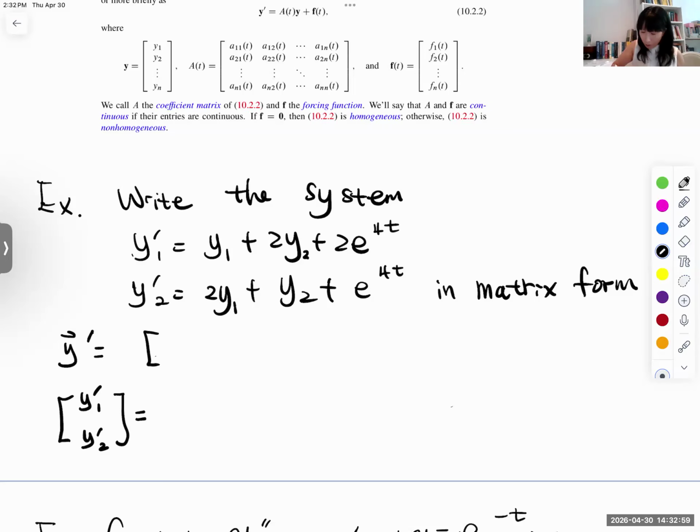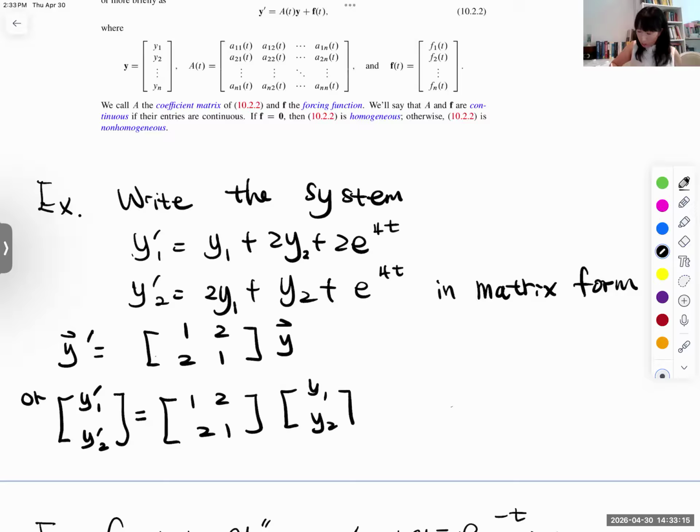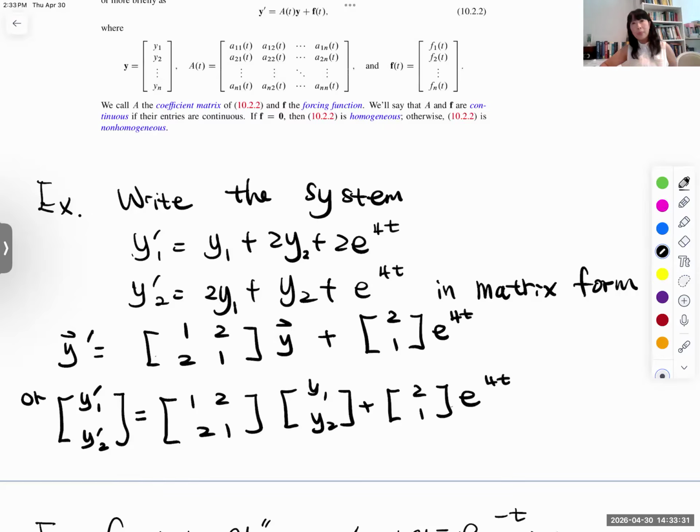So there will be, we have the coefficient 1, 2, 2, 1, then vector y. So this is the same as y sub 1, y sub 2, right? Then how do we indicate this one? Coefficient. Then same function e to the 4t. Make sense? Yeah, so we can express this way. All right. Okay, next one.